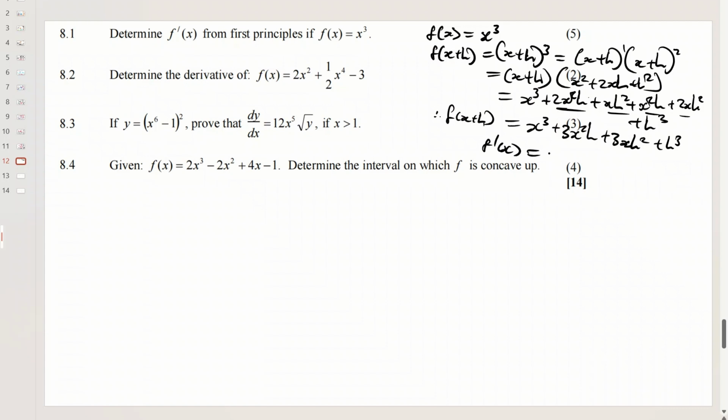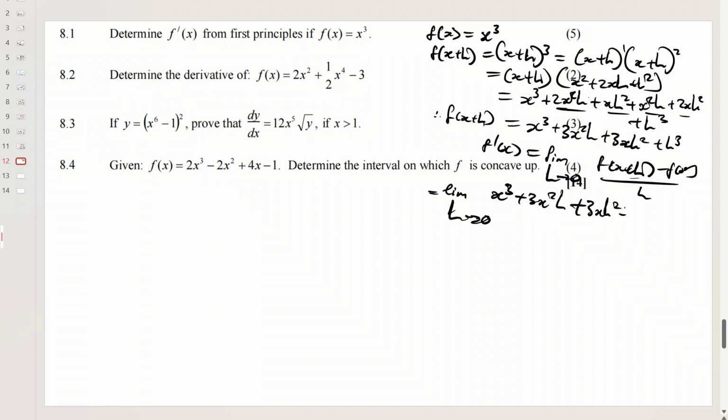So f prime of x is just the limit as h approaches 0 of f at x plus h minus f of x, all over h, make the substitution. So now this is the limit as h approaches 0. Make the substitution there. The f at x plus h is just that part. So x cubed plus 3x squared h plus 3xh squared plus h cubed minus the original function, which is that. So now this part and this part cancel. The limit as h approaches 0.